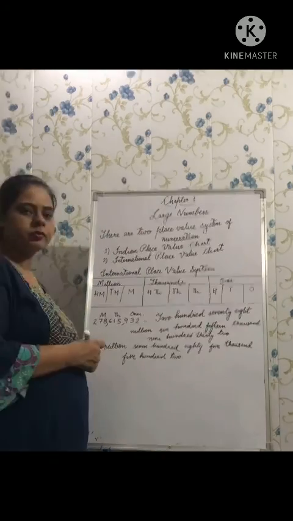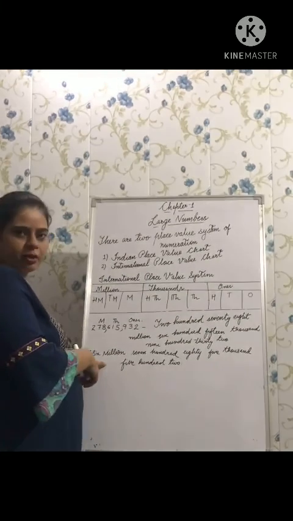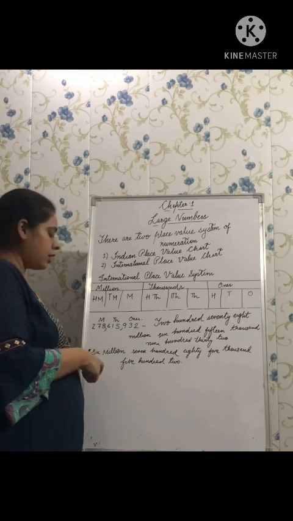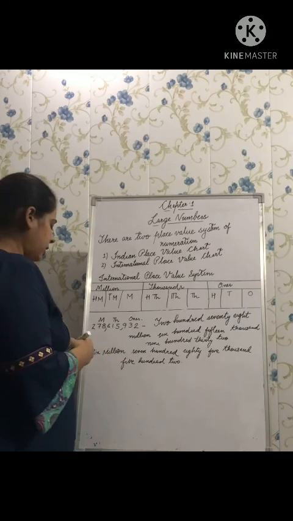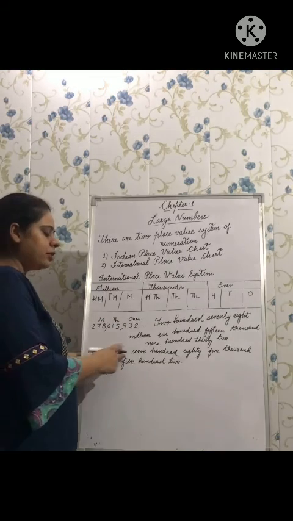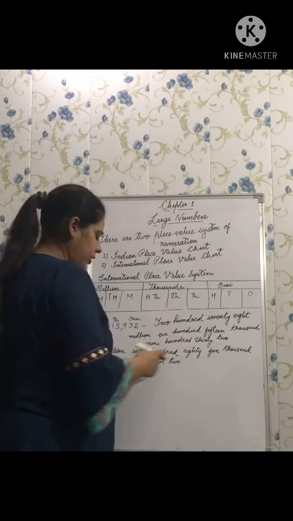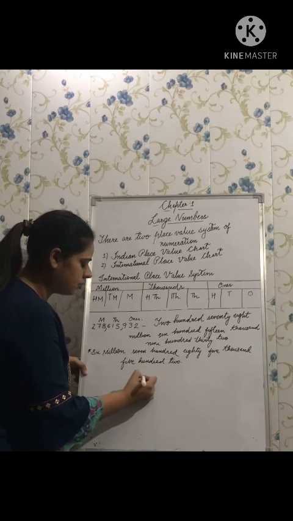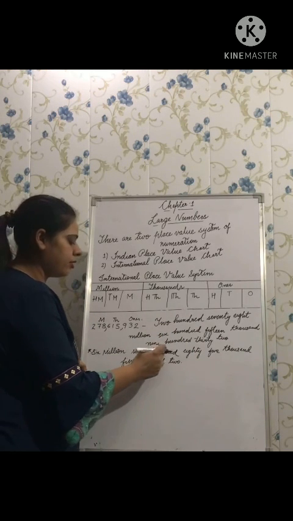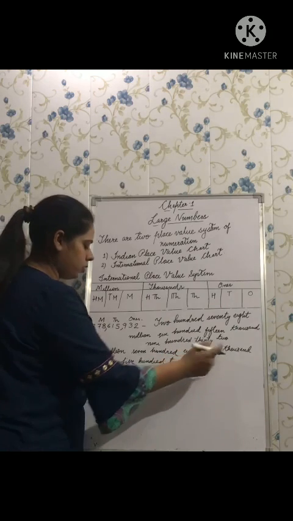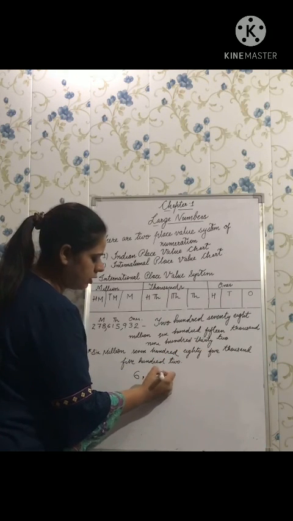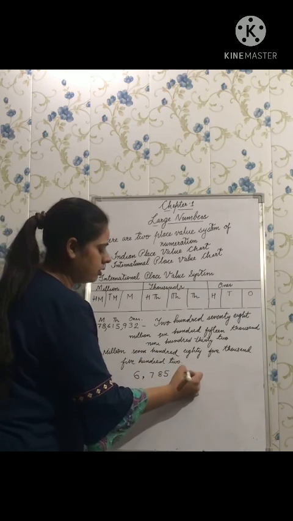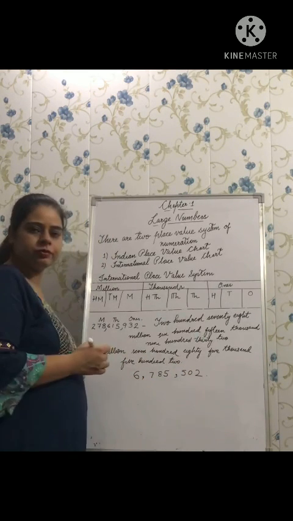Yes. Now the number name is given to you. You have to write it in the form of a numeral in the international system of numeration. Let's see. 6,785,502. How will you write? 6,785,000 785,502. Clear?